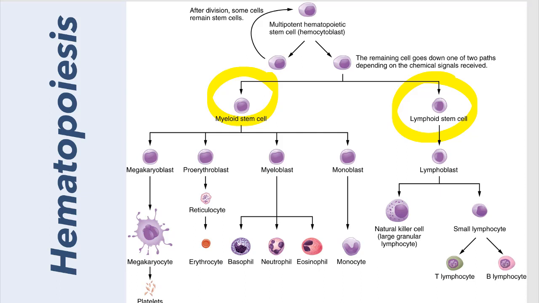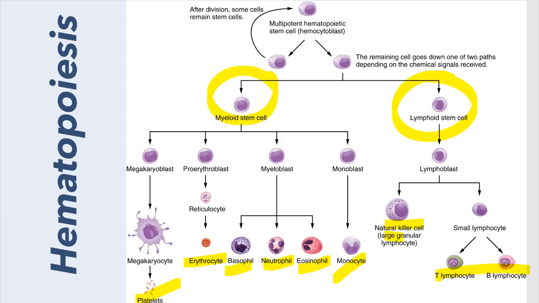Let's start with the myeloid stem cell line. This one leads to the production eventually of red blood cells, platelets, basophils, neutrophils, eosinophils, and monocytes, which eventually become macrophages. On the other hand, the lymphoid stem cell line leads to the production of lymphocytes like T and B lymphocytes, as well as a natural killer cell.